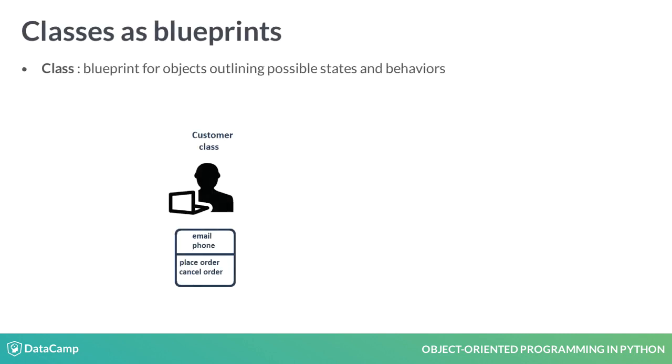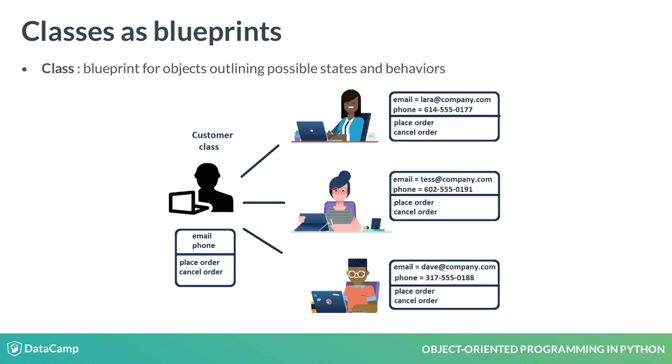The real strength of OOP comes from utilizing classes. Classes are like blueprints for objects. They describe the possible states and behaviors that every object of a certain type could have. For example, if you say every customer will have a phone number and an email and will be able to place and cancel orders, you just defined a class. This way, you can talk about customers in a unified way. Then a specific customer object is just a realization of this class with particular state values.